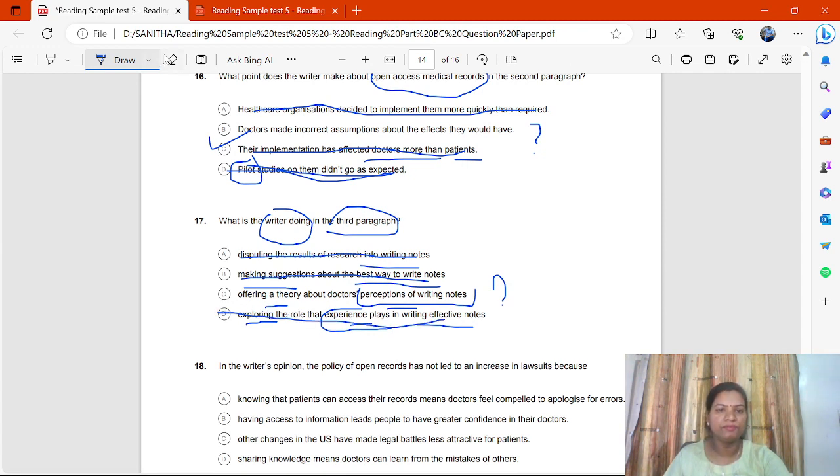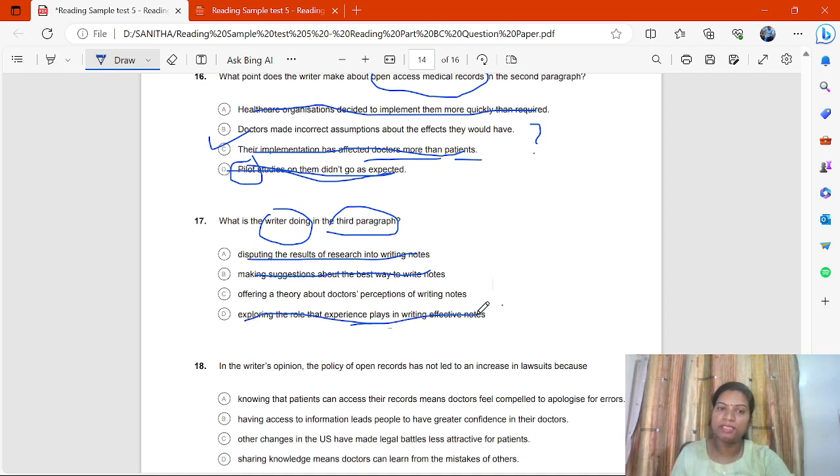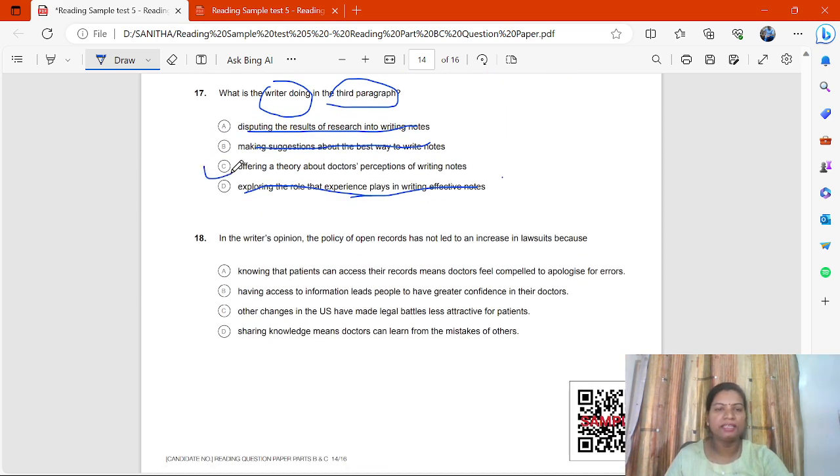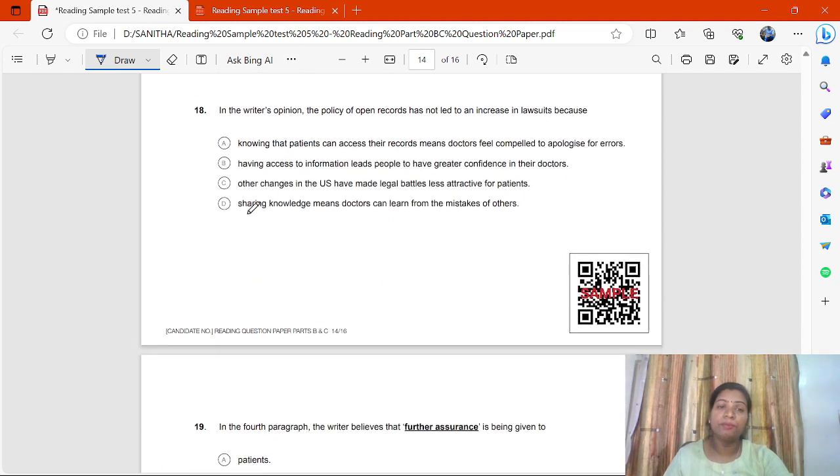Are you getting it? Please message me in the comment box if you are not. See, eliminate one, two, and four. Once more, you can go through the passage and compare these options with the passage. We will get the correct answer. You got it? Then C is the answer. Then come to the next question.